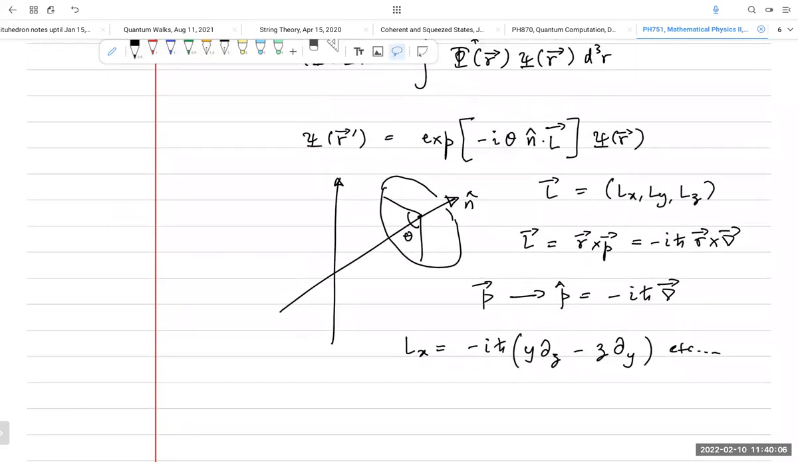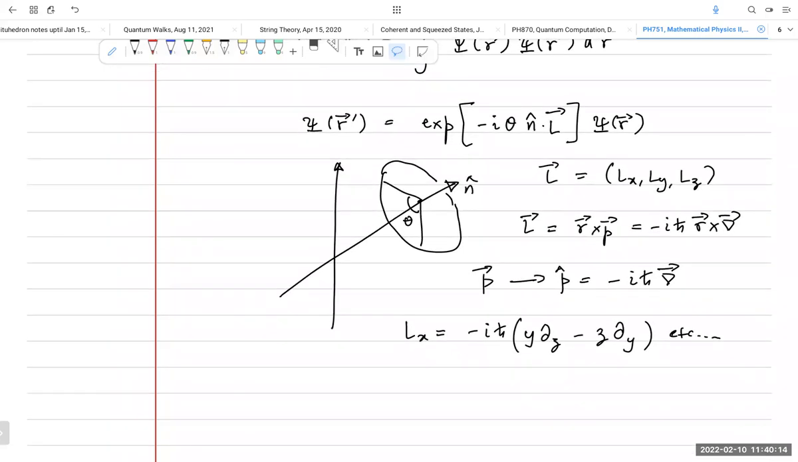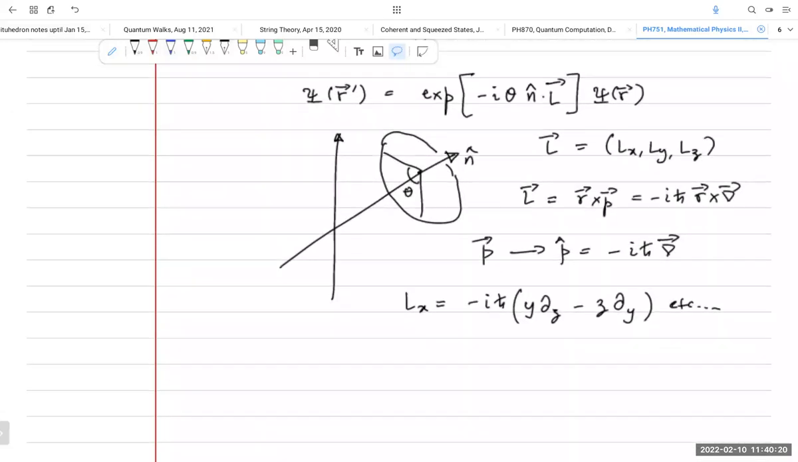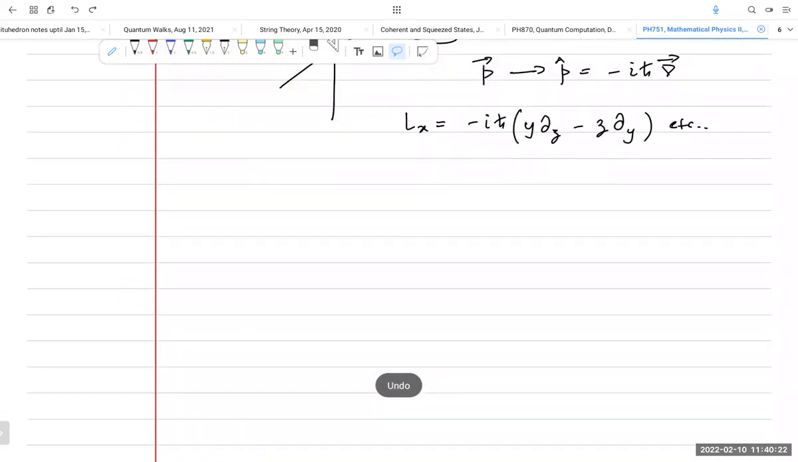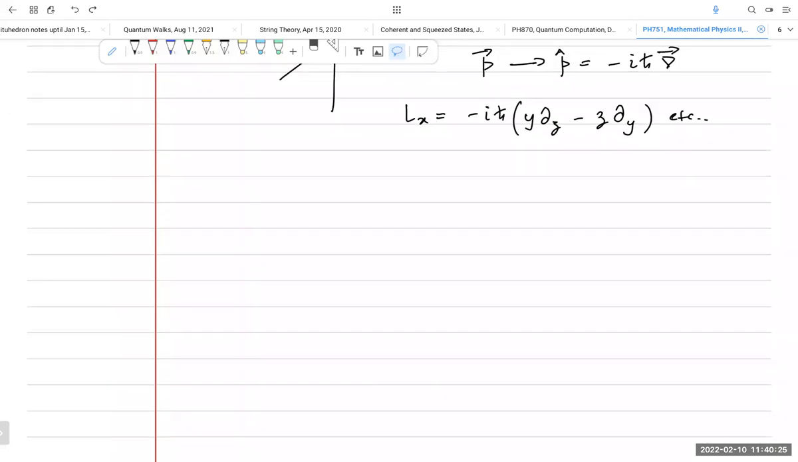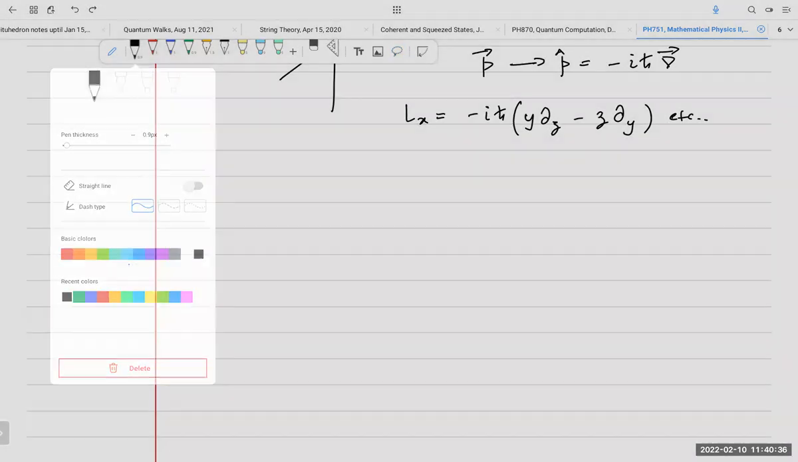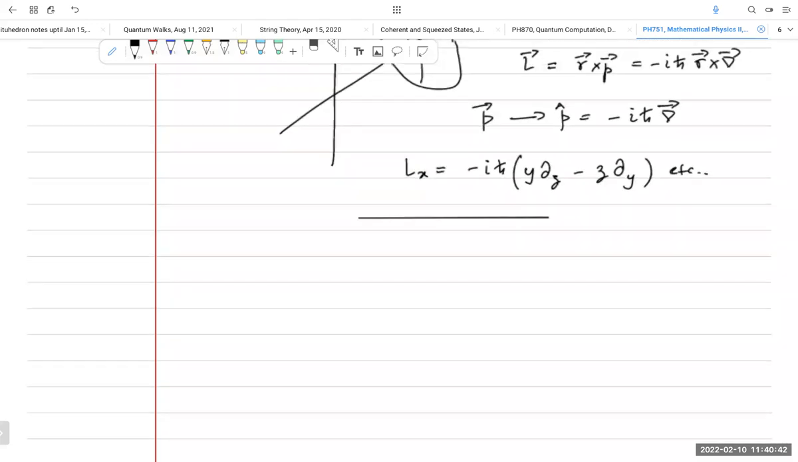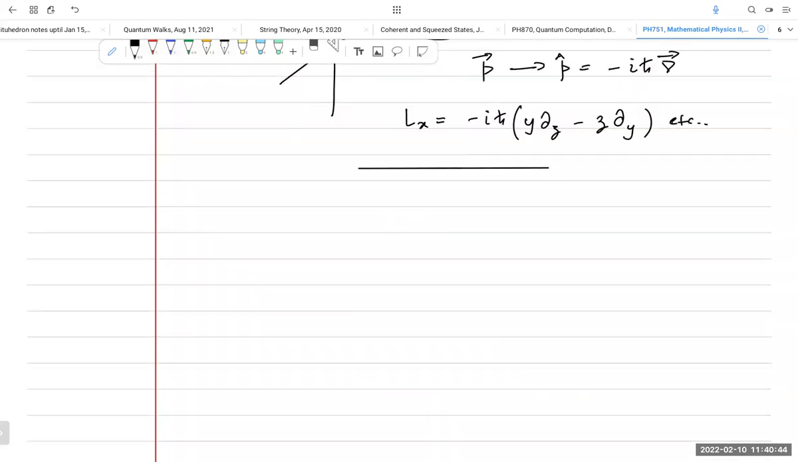And so this object forms a representation of my group SO(3), right? But it's an infinite dimensional representation, because it acts on an infinite dimensional vector space. So now what is the point of all of this? Okay, great. So we are left with the following, right?